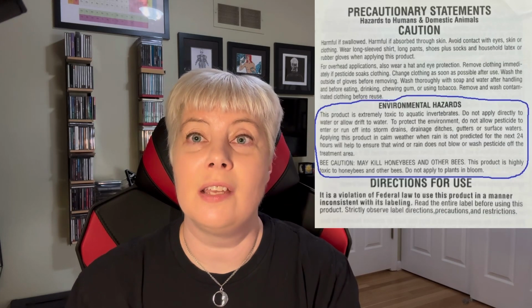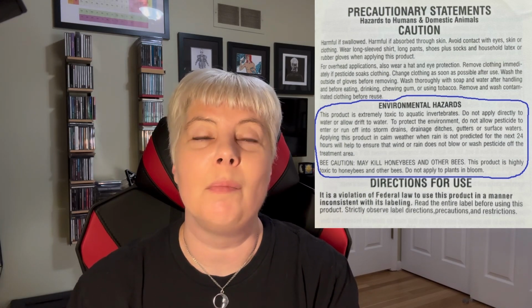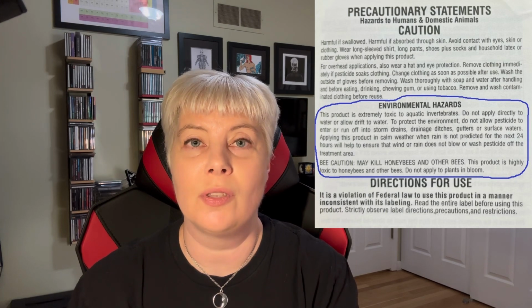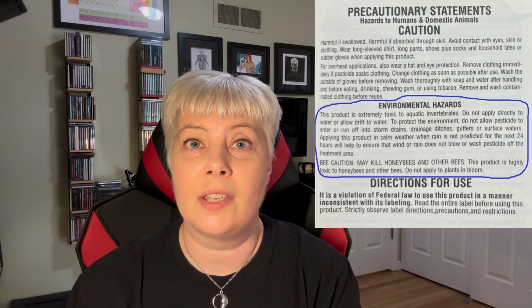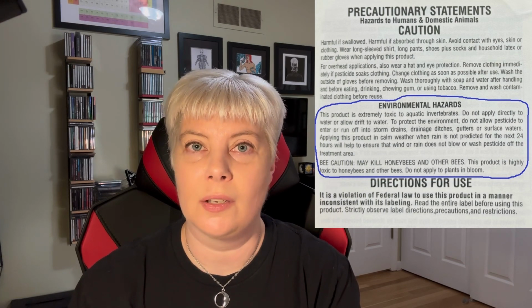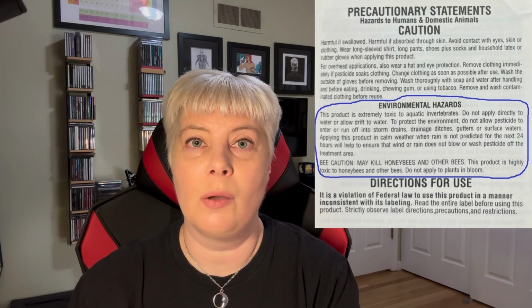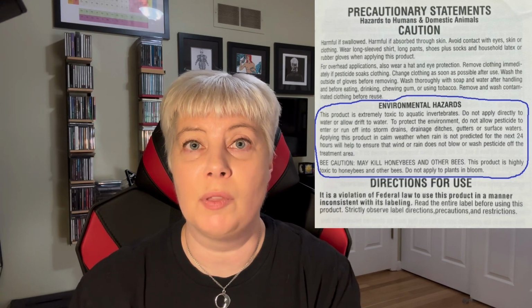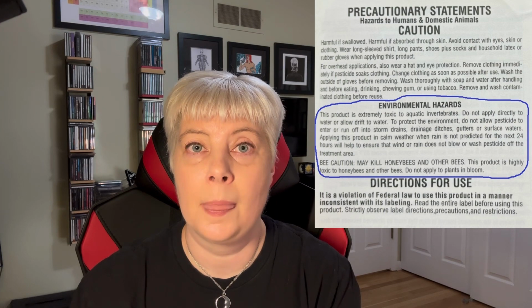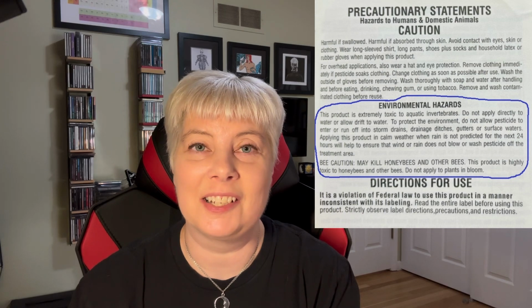The last section within the precautionary statements is the environmental hazards section. And this is where you'll get instructions on how to minimize the hazard to the environment when you use the product. So in the case of our insecticide, it states that this is hazardous to some aquatic organisms. And so it tells you not to use the product on water, and then also to make sure that when you use it, there aren't any wind or rain events within 24 hours to keep the product from washing into water sources.